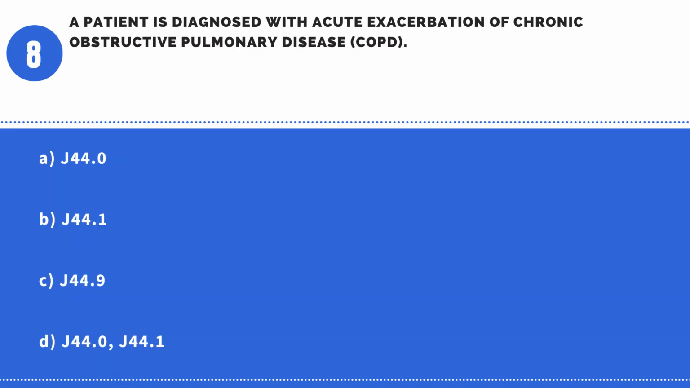Question 8. A patient is diagnosed with acute exacerbation of chronic obstructive pulmonary disease, COPD. A. J44.0. B. J44.1. C. J44.9. D. J44.0, J44.1.